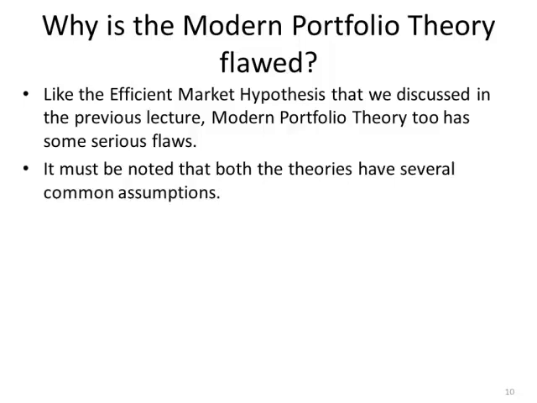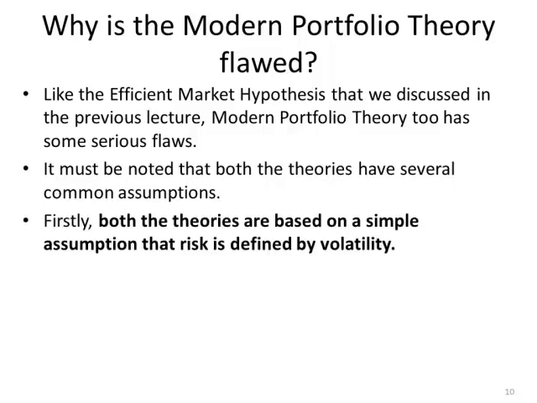And we have to first note that both of these theories have several common assumptions. So firstly, both theories are based on a simple assumption that risk is defined by volatility. Right, and we said that volatility was looking at the deviation of returns from its mean, or from its average. But really, is volatility a good measure of risk? And what we're going to argue is that that's actually not the case.